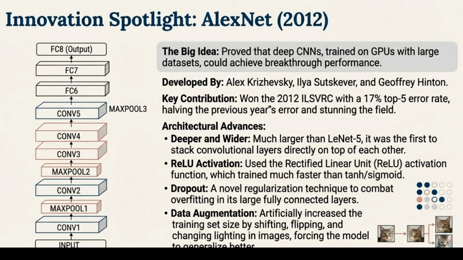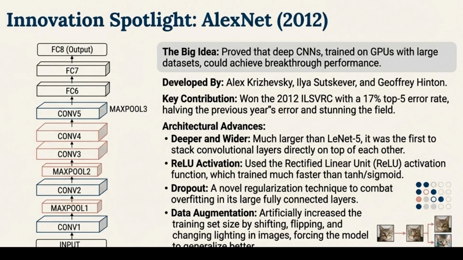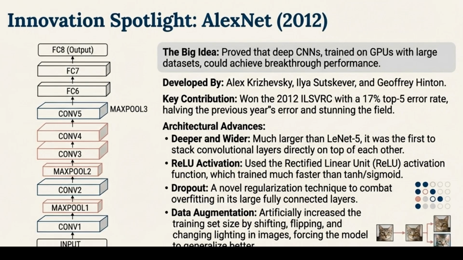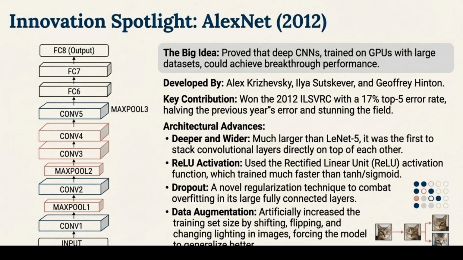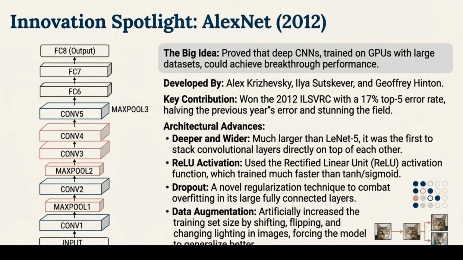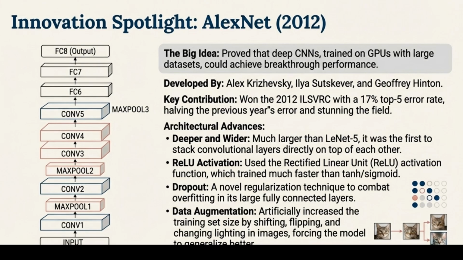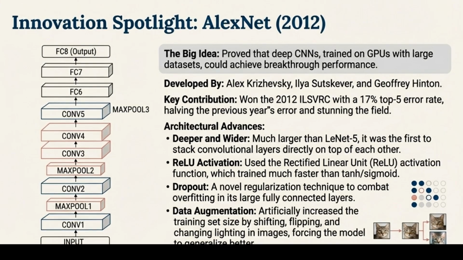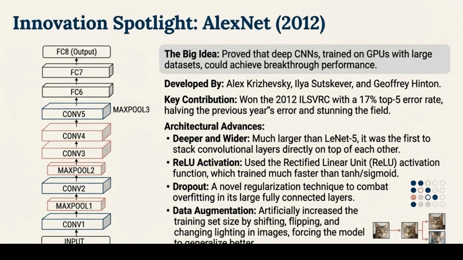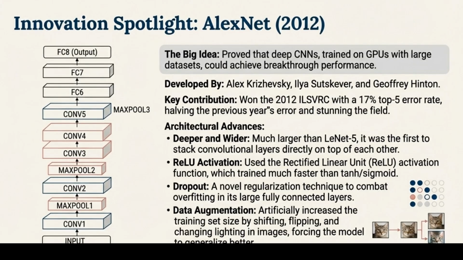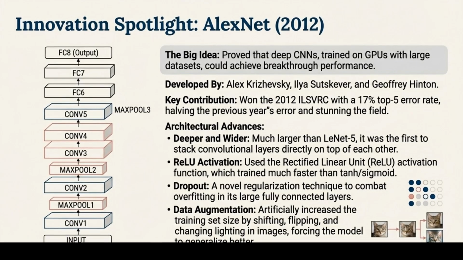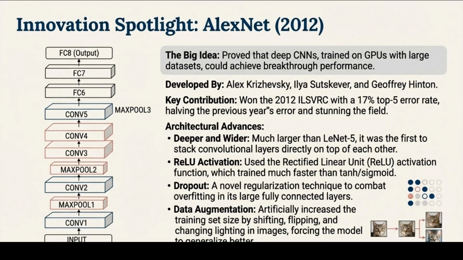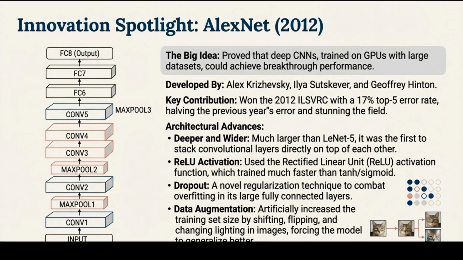Third, to combat overfitting in its massive, fully connected layers, it popularized dropout, a novel regularization technique that randomly shuts off neurons during training. Finally, it utilized aggressive data augmentation, artificially increasing the training set size by shifting, flipping, and changing lighting in images, which forced the model to generalize much better. AlexNet was the spark that started the revolution.